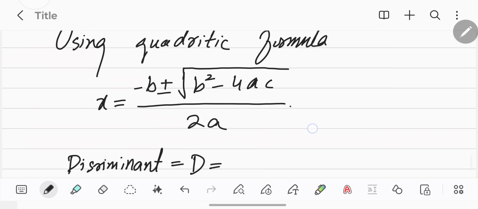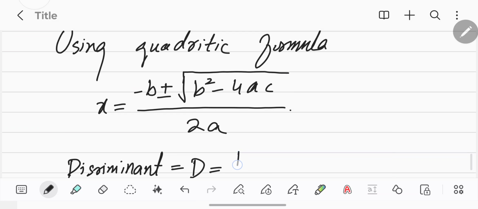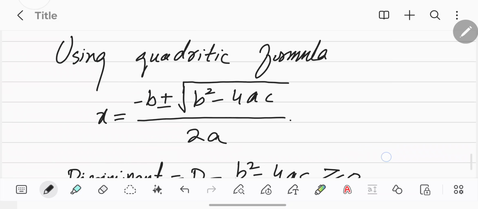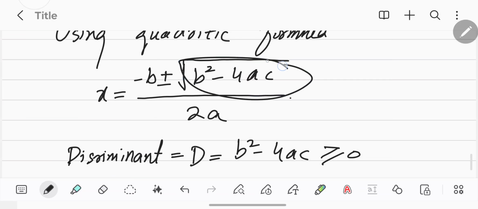which is D, equal to b square minus 4ac. It has three possibilities. If it is 0, then there is no problem, because the square root of 0 is 0, which is a real number. If it is positive or 0, there is no problem, because the square root of a positive number is a positive number.